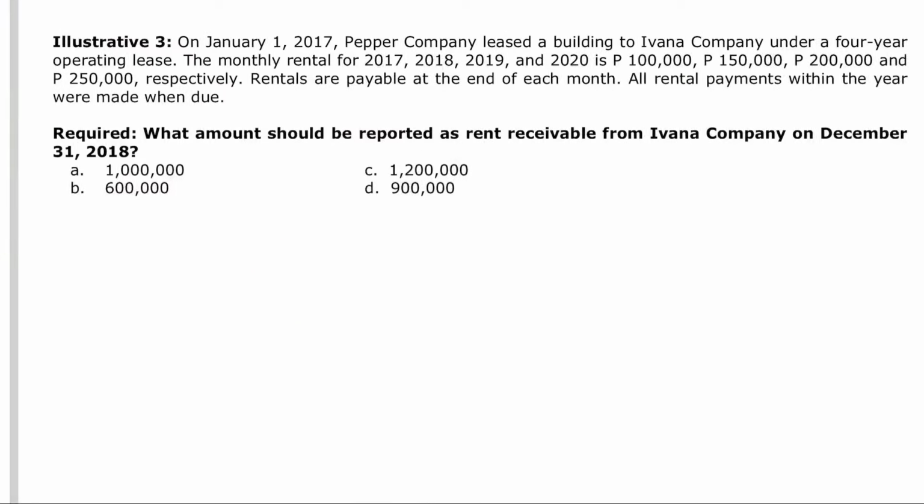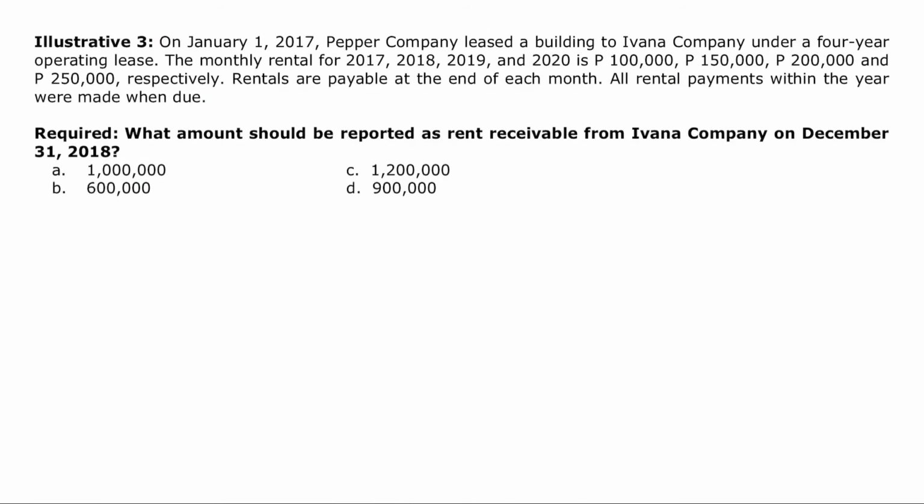Okay? Now, punta tayo dito sa illustrative problem number 3. On January 1, 2017, Pepper Company leased a building to Ivana Company under a 4-year operating lease. So, 4 na taon to, no? The monthly rental for 2017, 18, 19, and 20 is 100, 150, 200, and 250,000 respectively. Then, rentals are payable at the end of each month. Then, all rental payments within the year were made when due. So, the requirement here is the amount that should be reported as rent receivable from Ivana Company on December 31, 2018.